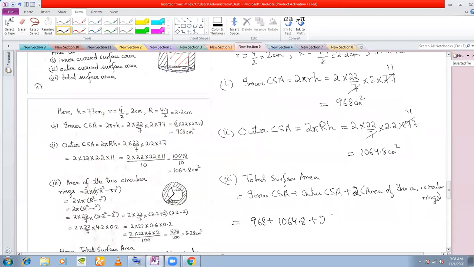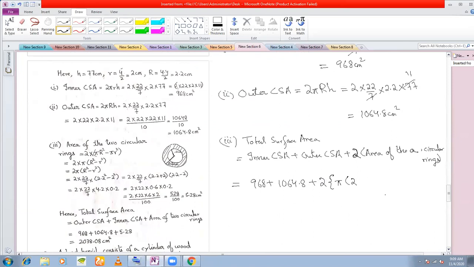So twice of, what is the area of a circular ring? Pi, capital R square minus small r square, right? So pi, what is capital R square? In this case, it is 2.2, minus 2 square. That is the area. Now put the value and just calculate that, plus twice of 22 by 7, the value of pi.